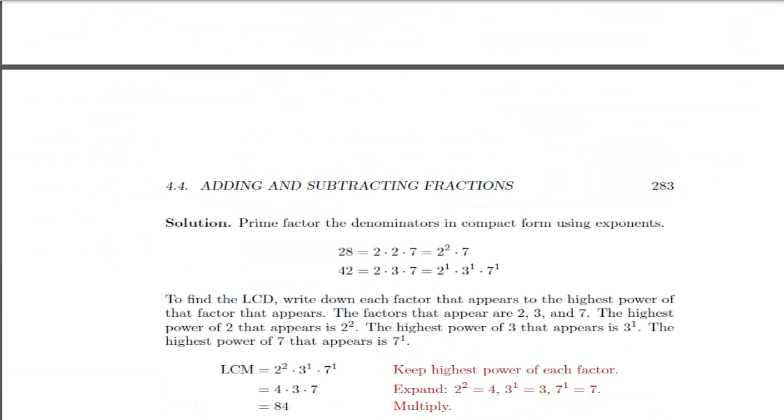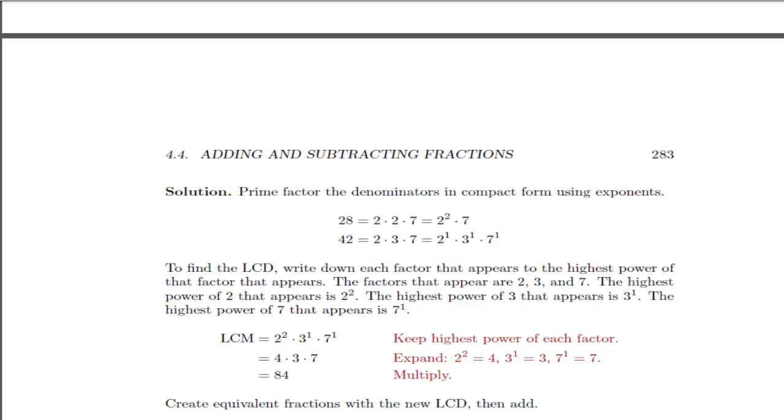Solution. Prime factor the denominators in compact form using exponents. 28 equals 2 times 2 times 7 equals 2 to the second power times 7. 42 equals 2 times 3 times 7 equals 2 to the first power times 3 to the first power times 7 to the first power. To find the LCD, write down each factor that appears to the highest power that appears. The factors that appear are 2, 3, and 7. The highest power of 2 that appears is 2 to the second power. The highest power of 3 that appears is 3 to the first power, and the highest power of 7 that appears is 7 to the first power.